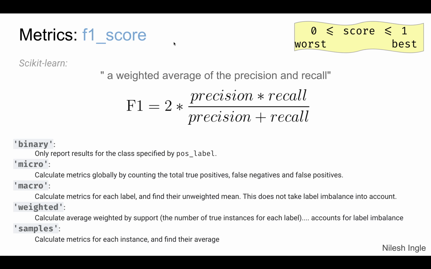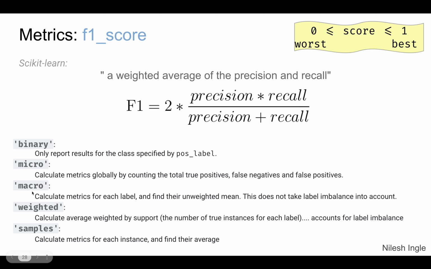Next, there is another metric called F1 score, f1_score. So this is a weighted average of precision and recall, given as shown here. And this particular method takes in arguments shown here: binary, micro, macro, weighted, and samples. So binary is for binary class. Micro calculates metrics globally by counting the total true positives, false negatives, and false positives.